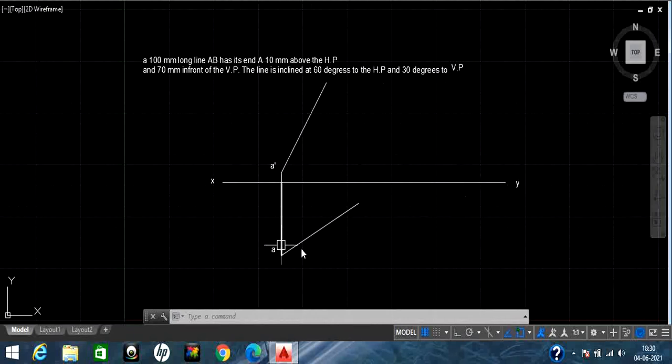So in that case, draw this inclined line like this. Don't draw in the downward direction, since theta plus phi equals 90. You already know that angle 60 plus 30 equals 90, so draw it like this.